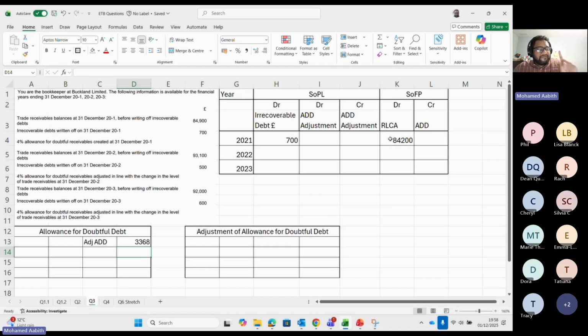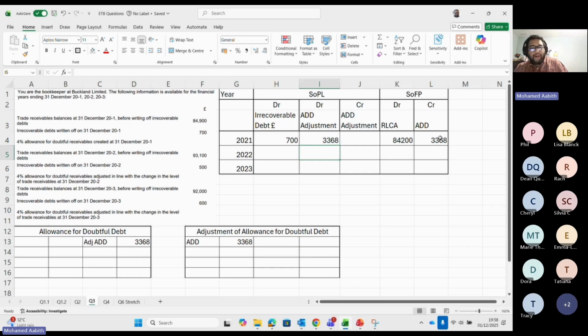3,368, because that is the first time you're creating it. And this one will be going as allowance for doubtful debt. And the amount is going to be 3,368. Remember, guys, this will go into my profit and loss statement as a debit entry on the first year, 3,368, and on my statement of financial position, 3,368. This will be the amount now.